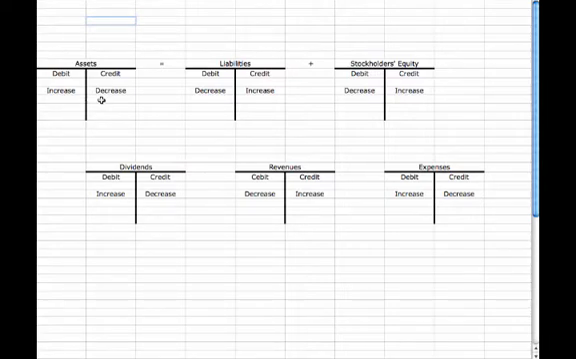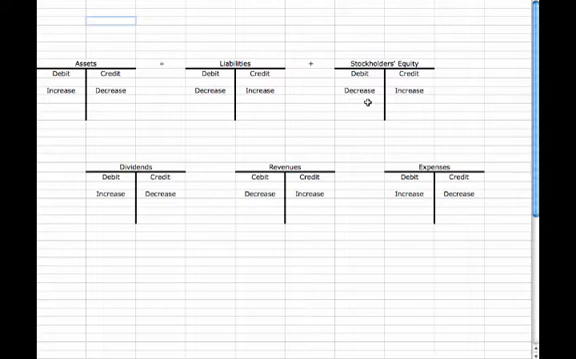Credits decrease asset accounts. Now, because of this equal sign, everything flips the other way. So a liability increases with a credit and decreases with a debit. Same thing over here with stockholders' equity. Stockholders' equity increases with credits and decreases with a debit.